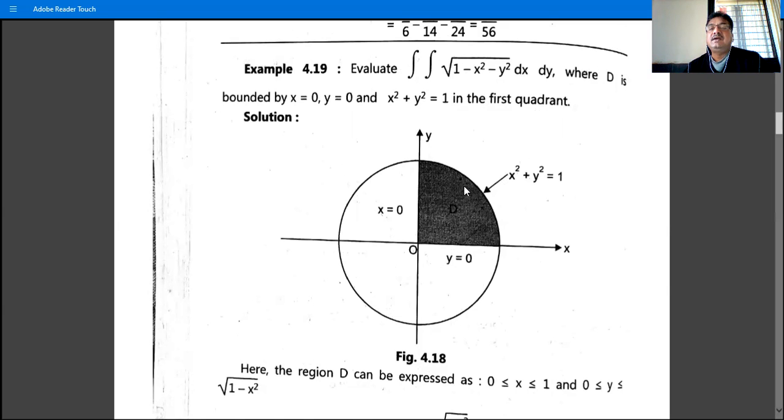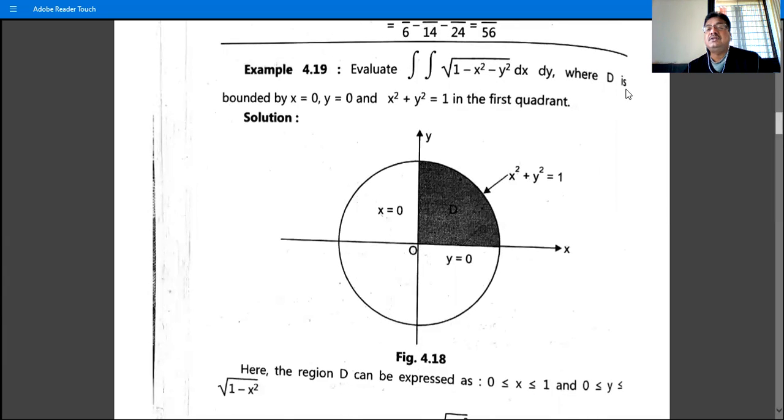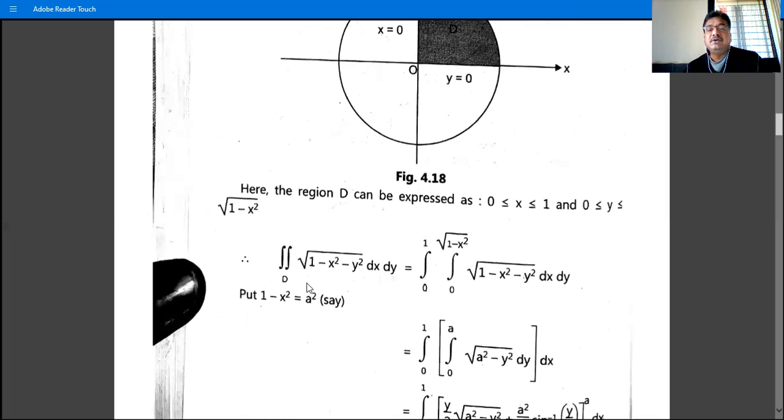Okay, and we have to integrate this over this region D. So the double integration over D of root 1 minus x square minus y square dx dy is equal to the integration.